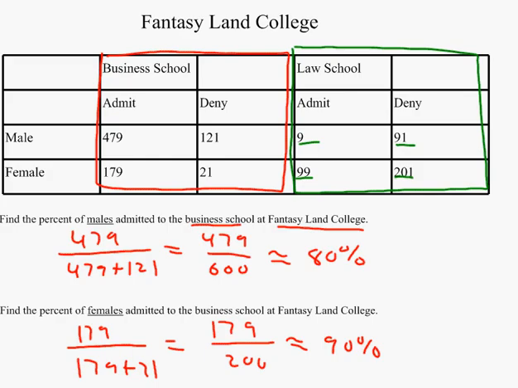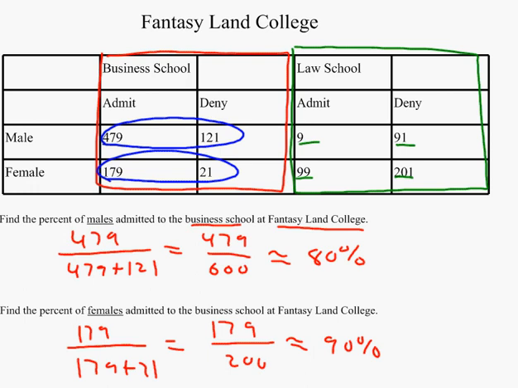Well, to do that, we could take a look at this data. Okay, let's just look at the business school for a moment. One thing I noticed right away is if you look at the business school, a lot of males applied to business school. If you do 479 plus 121, you get 600, compared to just 200 females who applied. Okay, so it looks like a lot more males are applying to business school than females are.